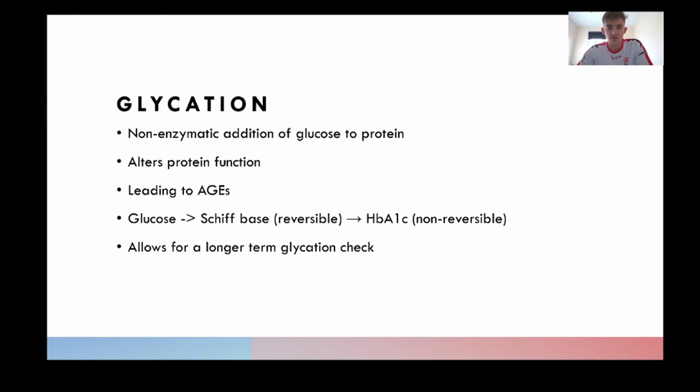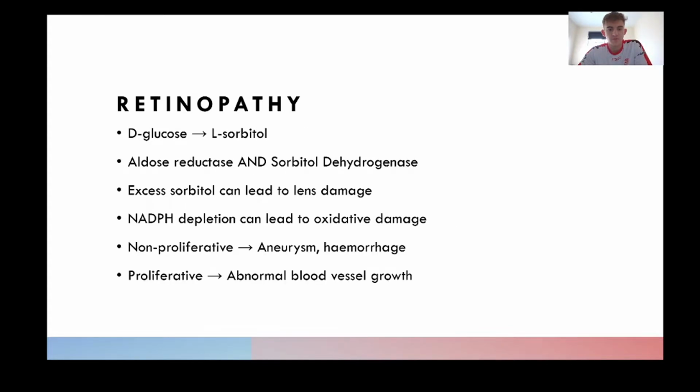And this gives us a long-term marker of glucose, because the more glucose you have, the more of this hemoglobin A1C will be made, and that can be measured after two or three months to see how much of that's developed, and it gives us a better long-term marker of glycation. So what happens when things go wrong?